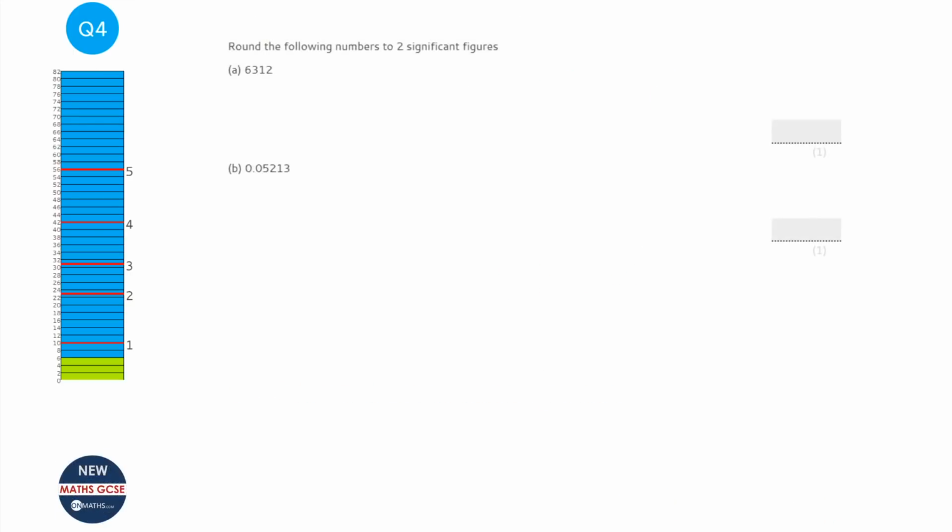When you're rounding numbers to significant figures, first of all write out the number. And with significant figures you want to draw a line after the second number. So the 6 is the first number, the 3 is the second number. Now unlike decimal places, you're not counting from the decimal point, you're counting from the start of the number, and we'll have a look at an exception to that on question B.